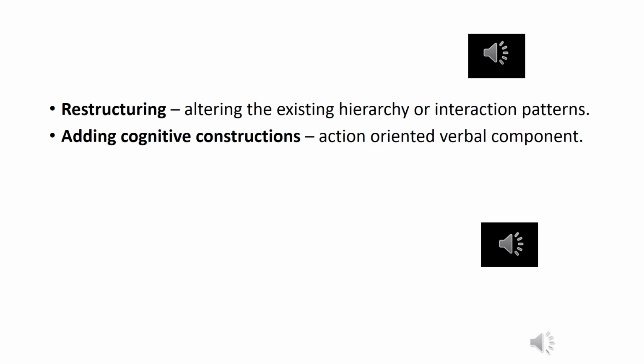Structural family counseling techniques also use restructuring, which means altering the existing hierarchy and interaction patterns between the family members so that the problems are no longer maintained. Then another technique, based on the cognitive aspects of the individual or the family, is adding cognitive constructions. That is the verbal component that is primarily action oriented. It includes advice giving by the counselor, information provided by the counselor, and sometimes pragmatic fiction is used.